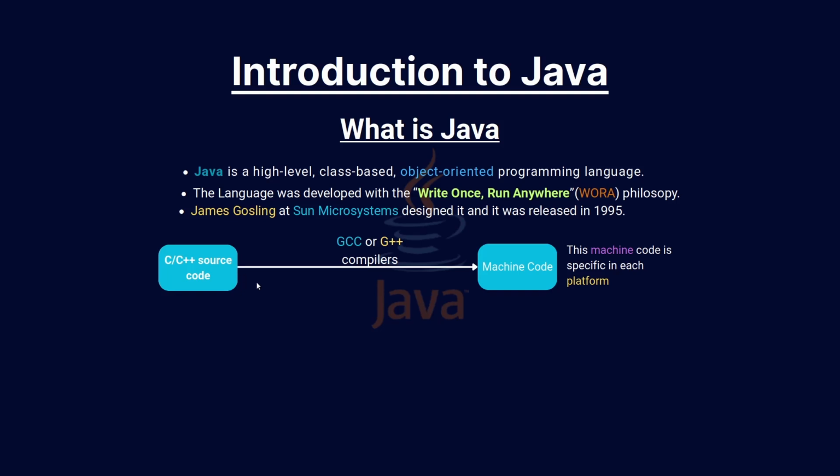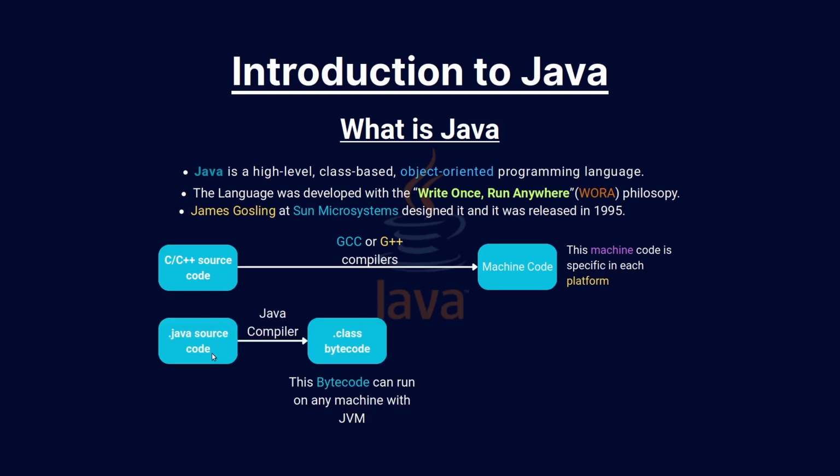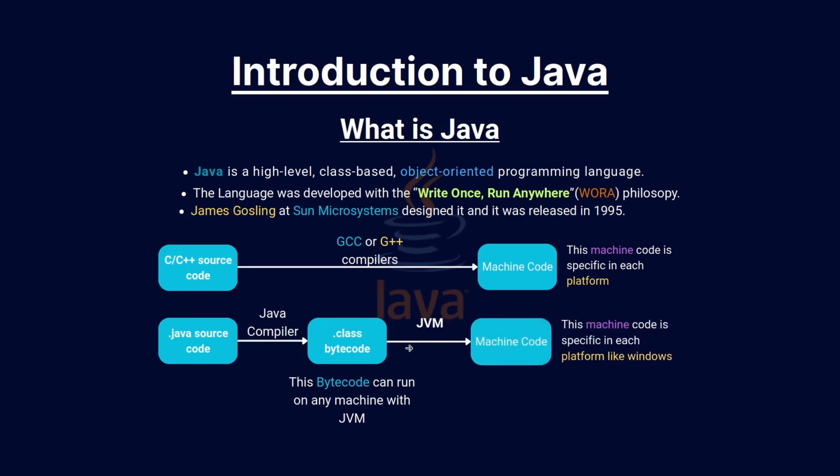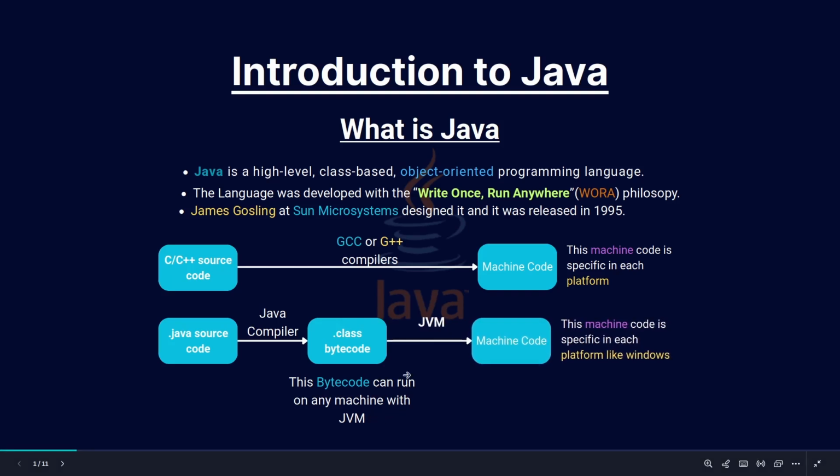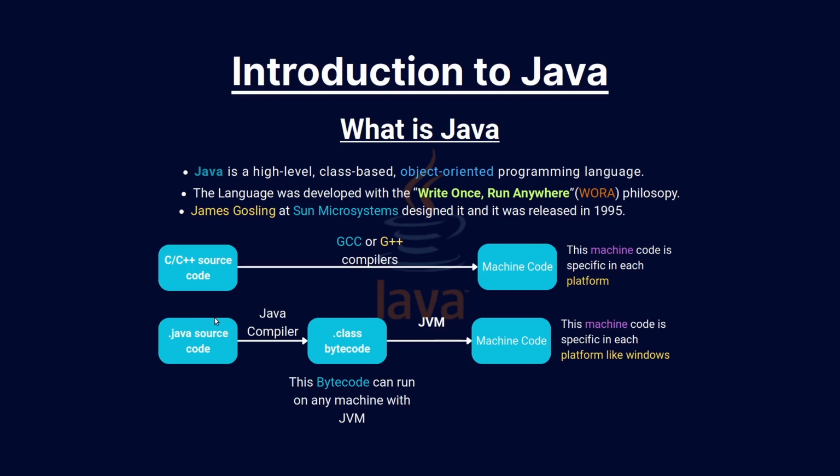Now, how does Java tackle that? For Java, when you write your source code and compile it, instead of compiling it directly to machine code, it is compiled into a bytecode. Now, this bytecode can run on any machine which has a Java Virtual Machine. So, if I have written this source code in Linux and compiled it in Linux, and take this bytecode into a Windows machine, provided that Windows machine has JVM, it will work. If I take the same bytecode into a Mac OS machine, and provided that Mac OS machine has JVM, it will work.